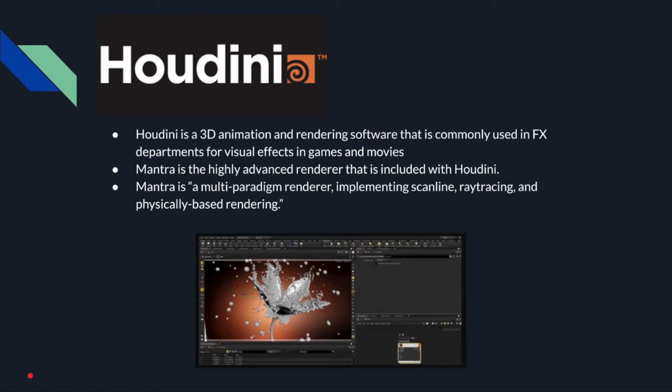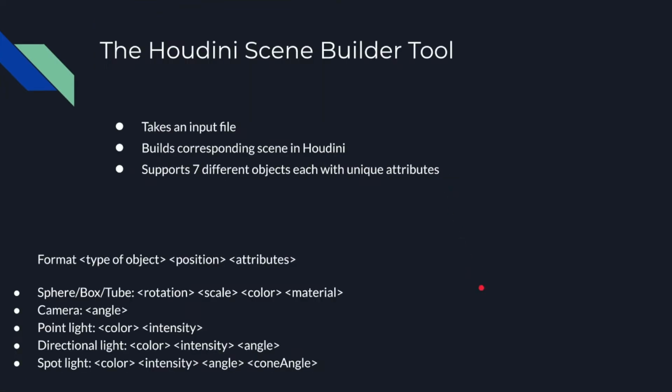Mantra is a highly advanced renderer that is included in Houdini, and it's the main component of Houdini that my tool utilizes. So now I'll discuss what my tool actually does. It essentially takes an input file which contains a list of objects, and then it builds the corresponding scene in Houdini. You can see the general format for the input file is one object per line. First, you specify the name of the object, its position, and then its attributes.